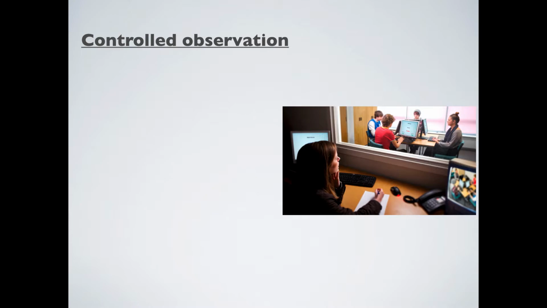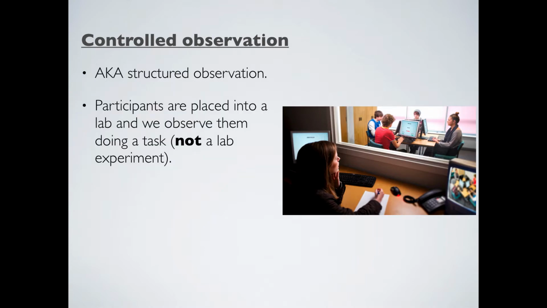Another type of observation is something called controlled observation. This is sometimes known as structured observation, and you'll see why. This is kind of the alternative to naturalistic observation. What we do here is we bring the participants to us. We place them into a lab, and then we watch what's happening in their lives.